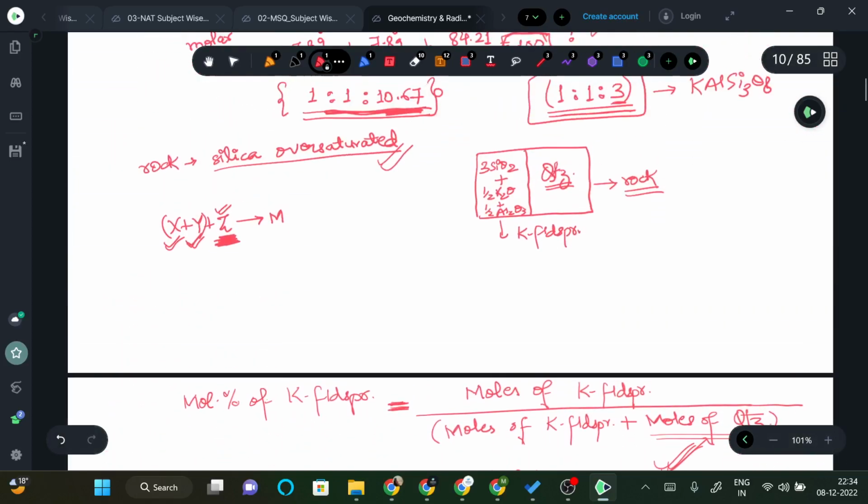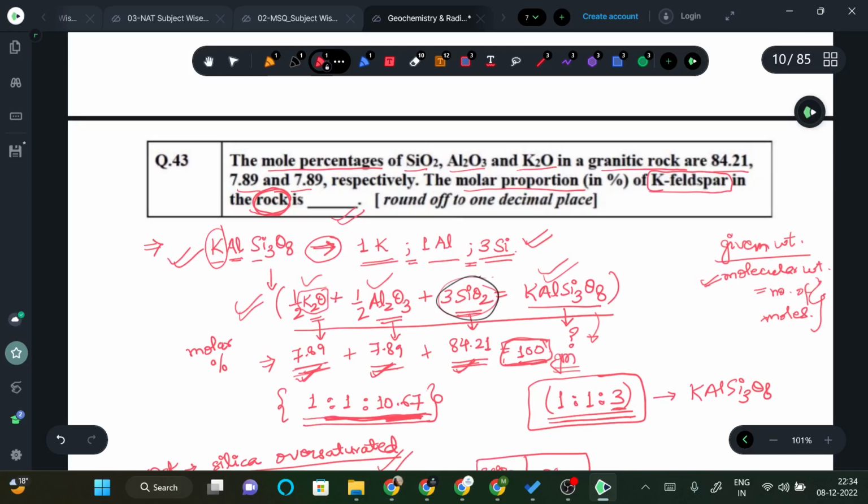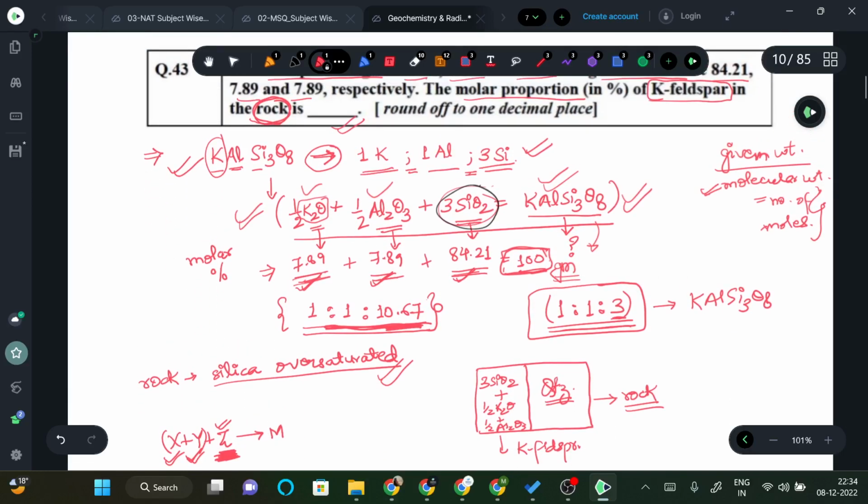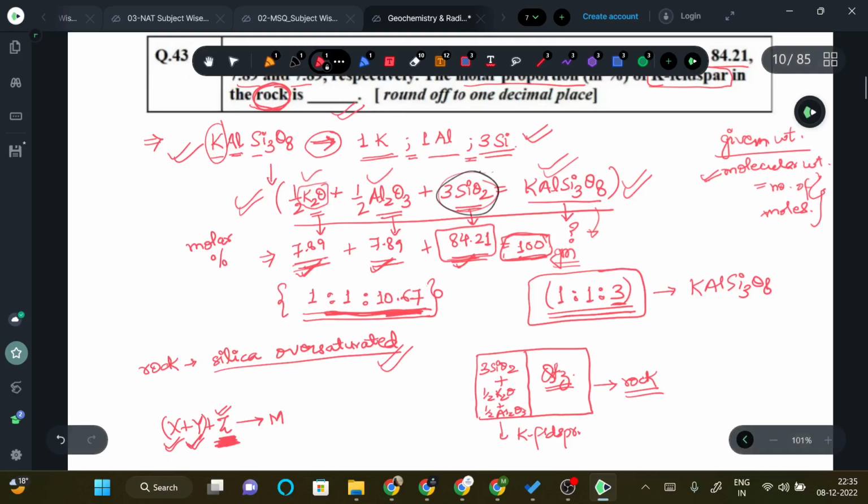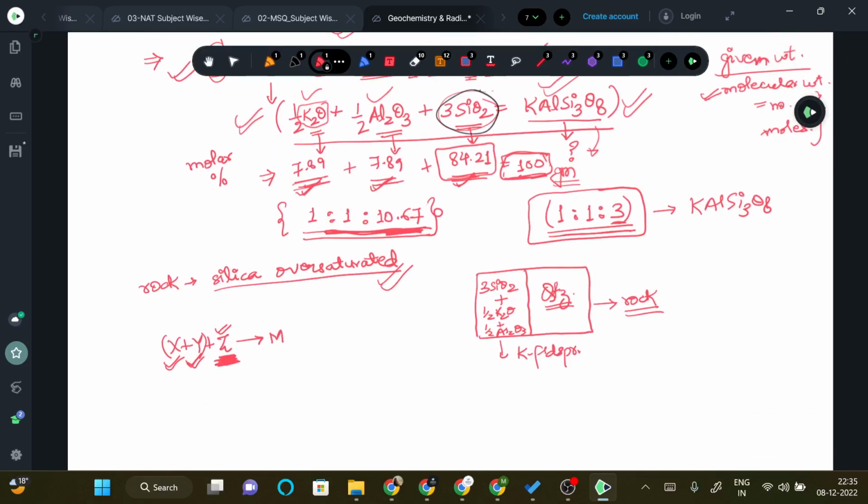Yes, sir. Now see, again jump back to this reaction. Here what we have is this 84.21 was the proportion for SiO2. This is available, this is given. So the SiO2 that is there in quartz will definitely be less than 84.21, right? Because some part of this 84.21 is getting consumed over here. So what part is getting consumed over here? It is 3 moles of K feldspar, right? Are you getting my point? Yes, sir, I got it. Okay.